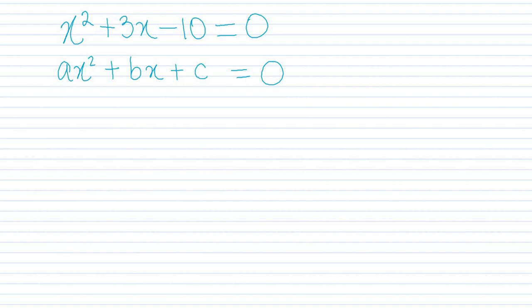Today we're going to be solving this quadratic equation, x squared plus 3x minus 10 equals 0. And we're going to be using the quadratic formula to solve this question. So before we solve it, the first thing I want to tell you guys is this.